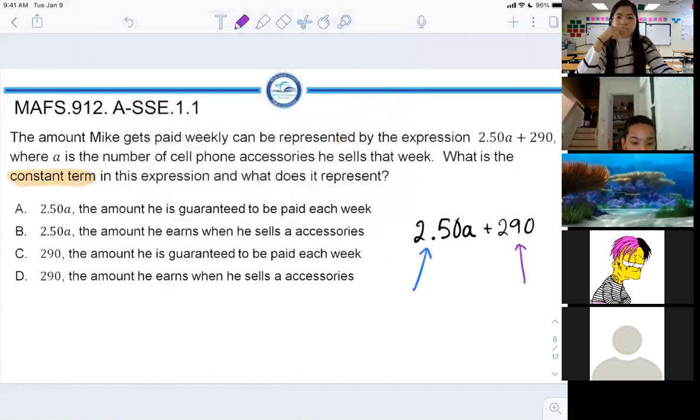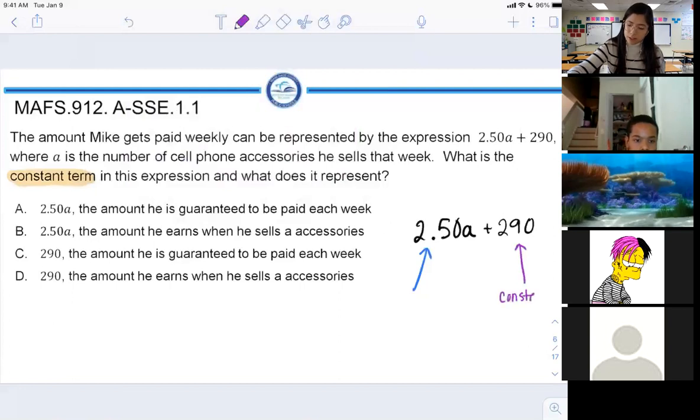Wait, isn't 290 like the base? Kind of, yeah. So if this was a linear function, what would 290 be? Like the y-intercept, I guess? Exactly. Where he starts off, and then every phone accessory he sells, he would go up 2.50 and so on. Exactly. So that's on linear functions, and that's totally correct. But when we're just talking about the expression, just that mathematical phrase that we have written down here, 290 is the constant. That's just what it's called.